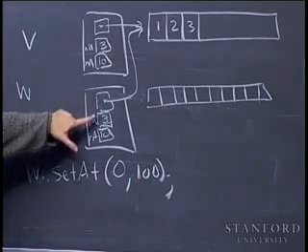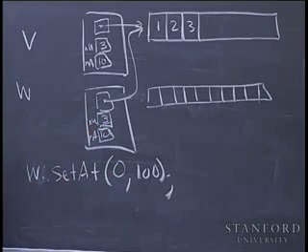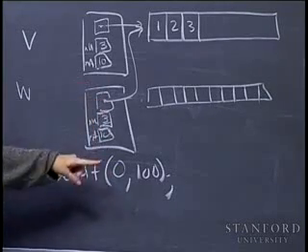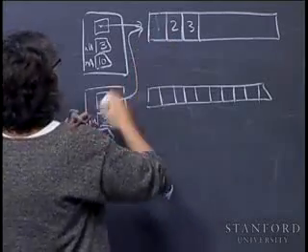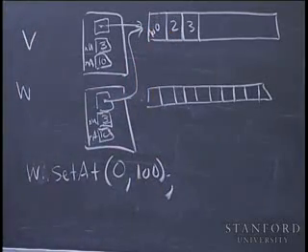So W says, check and make sure that's in bounds. It says, oh yeah, the index 0 is greater than or equal to 0. It's less than my size. Okay, and this is go in and write 100 in there. As a result, it turns out V.getAt also changed. And that would be pretty surprising, right, that these happen.